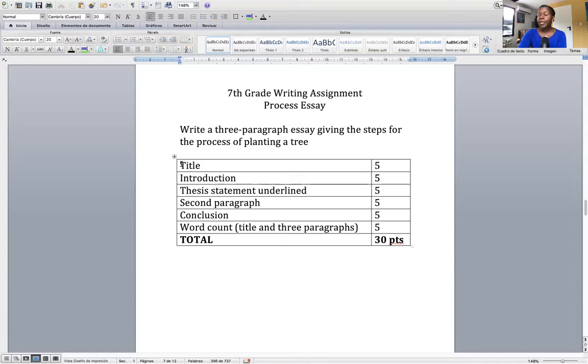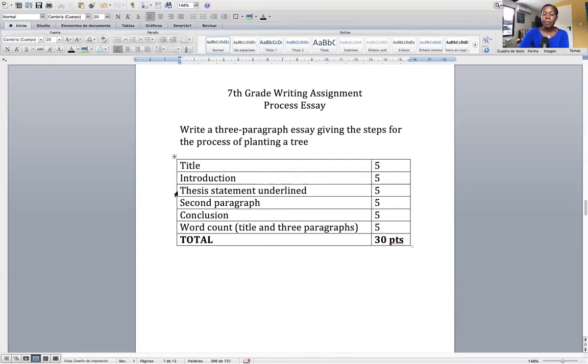The title, written correctly, as I've told you, as I've showed you how to write it, is going to be worth 5 points. The introduction, which is the first paragraph, is going to be worth 5 points. The thesis statement underlined, which is also in the first paragraph, is going to be worth 5 points. Remember that your thesis statement is a sentence. So what comes before it cannot be a comma. It has to be a period, because a sentence starts after a period.